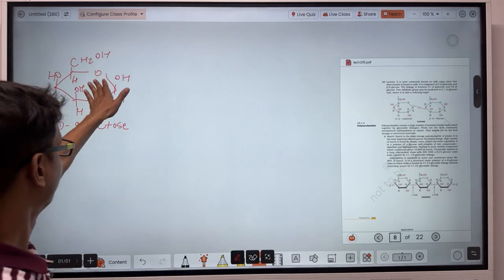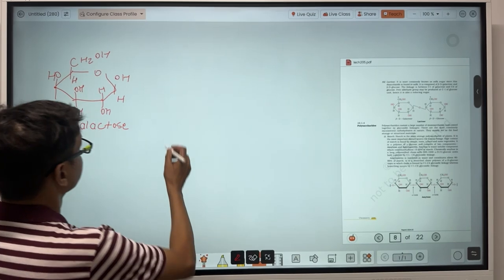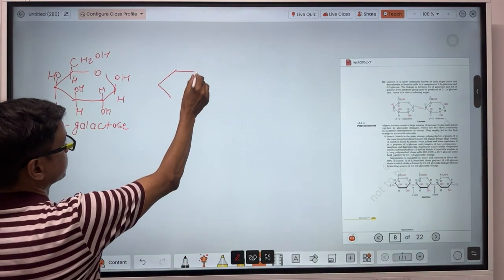Okay. Now draw the structure of beta-D glucose. So beta-D glucose like that.